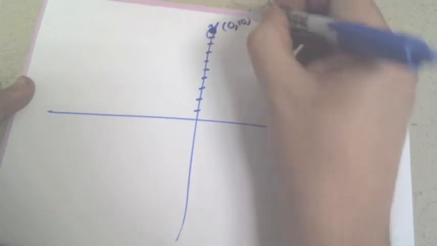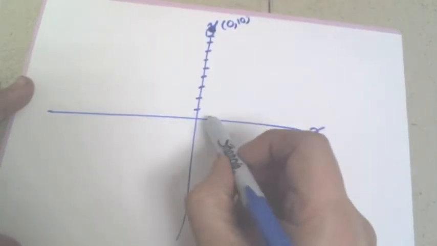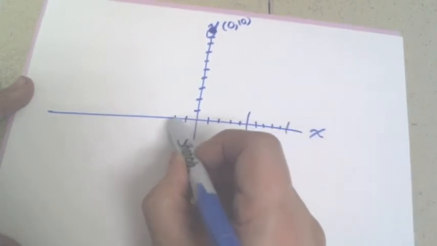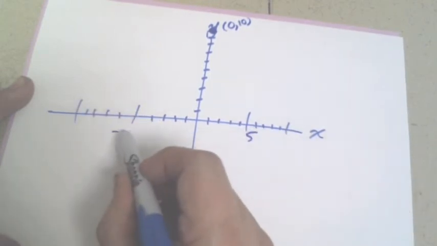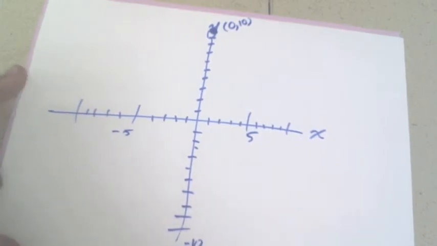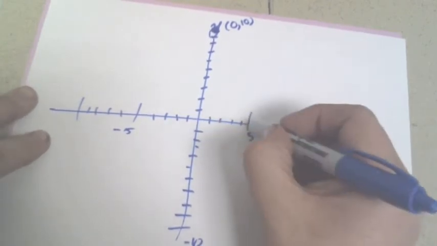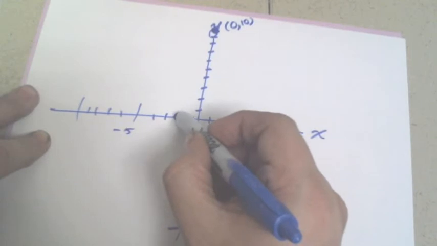Don't do that on your test. Make sure your scale's nice. Sorry. Anyway, 1, 2, 3, 4, 5, and so on, out to 5 and negative 5, and up to 10 and negative 10. So we have our x-intercepts at 5, 0 and negative 2, 0.